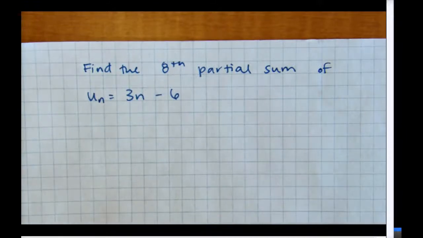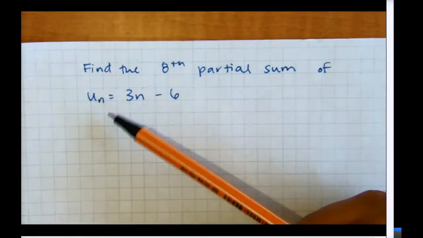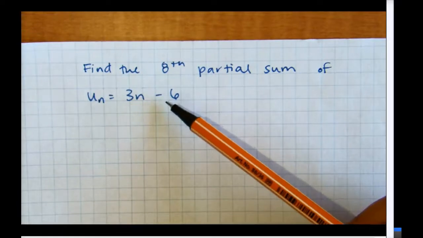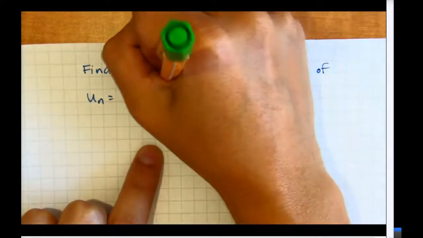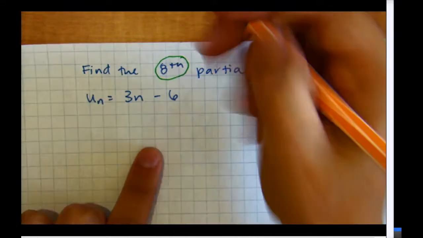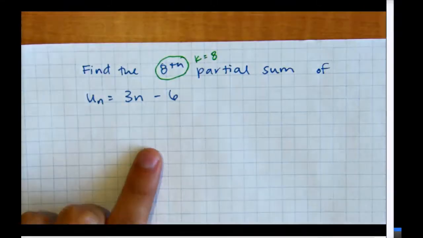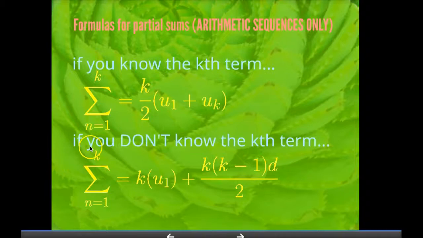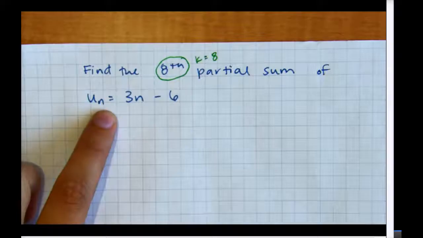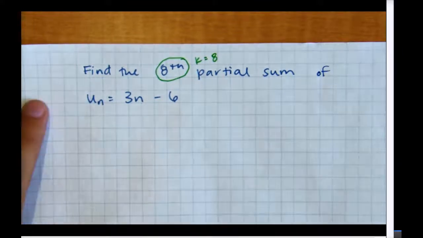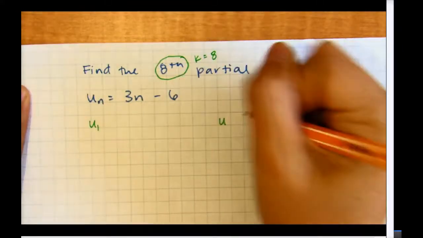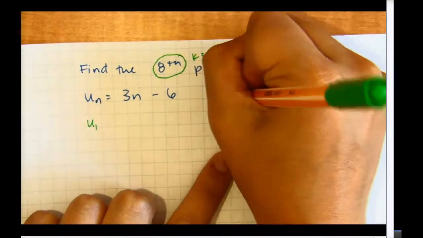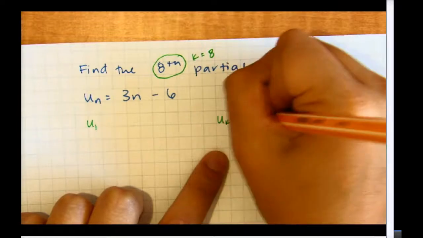So if I wanted you to find the 8th partial sum of u sub n is equal to 3n minus 6, in this case, 8th partial sum, what does that tell me? Great, that tells me k equals 8. And so if I go back to those formulas, right now I don't know u sub 1, I don't know the difference, I also don't know what u sub k is. However, I could very easily find u sub 1 and u sub k, where k equals 8. So really this is u sub 8.